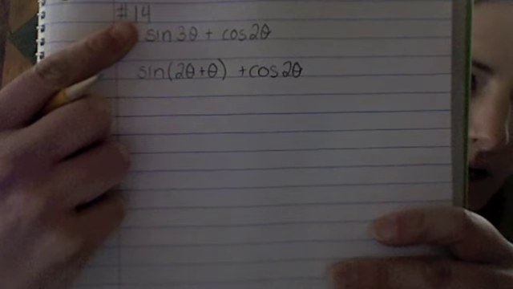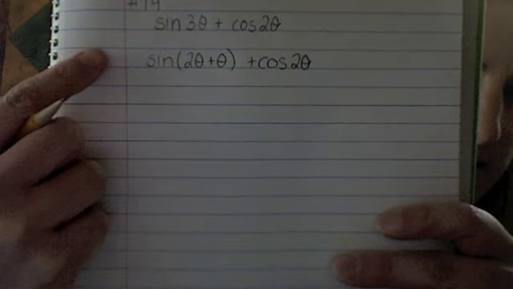So the first thing that I would recommend doing would be to write this. Because we can write sine 3 theta, do you agree, as sine of 2 theta plus theta, and then plus cosine 2 theta. So do you agree with this step? I can rewrite sine 3 theta as sine of 2 theta plus theta.